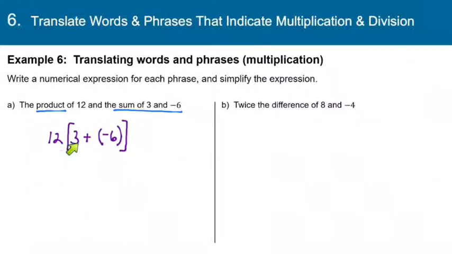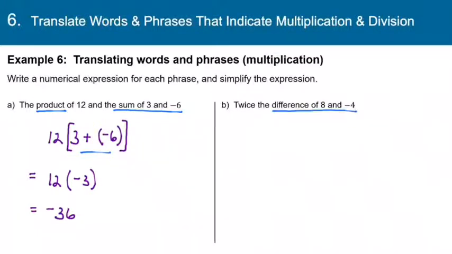Okay, now working this out, we know that we should do the addition first because it's inside the grouping symbol. 3 plus negative 6 is negative 3, and then 12 times negative 3 would be negative 36. On part B, we have twice the difference of 8 and negative 4. So we know that twice means 2 times.